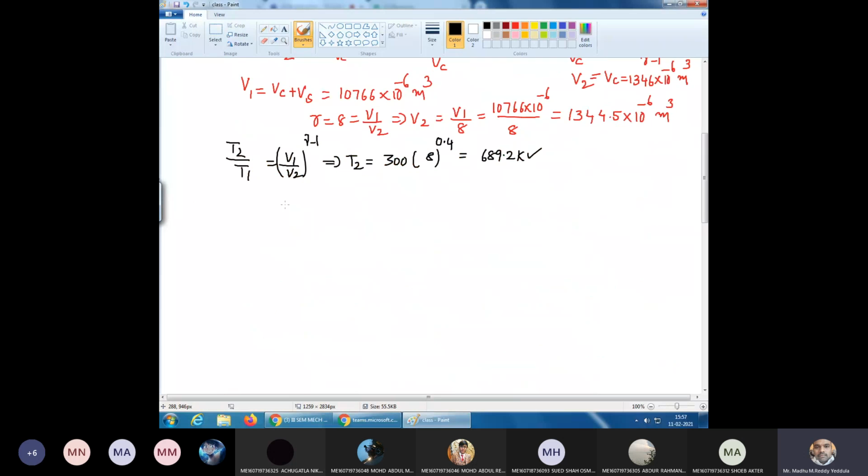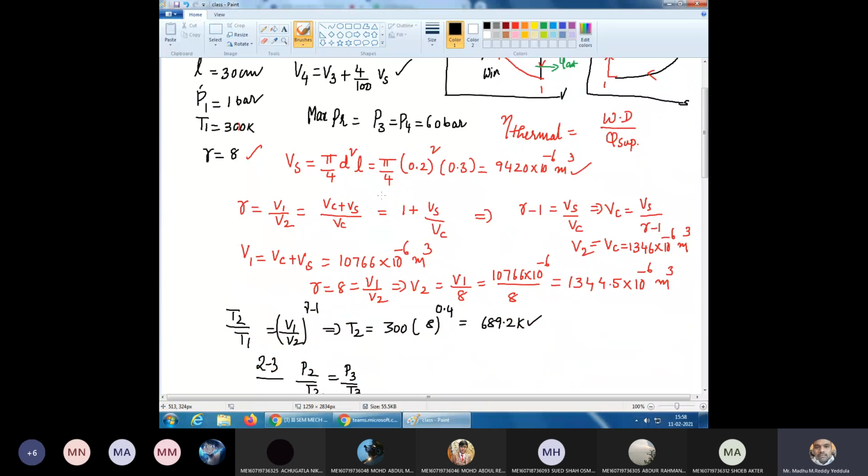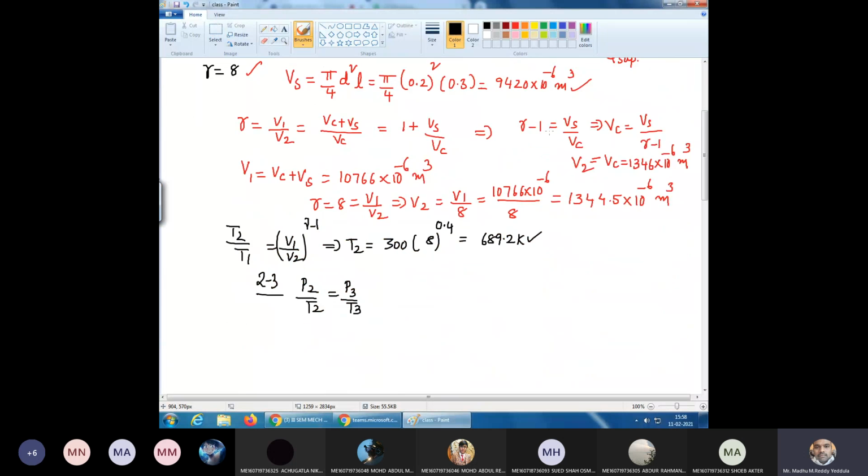If you see, for a constant volume process, I can write P2 by T2 is equals to P3 by T3. T2 value I know, and P2 I don't know, right? But P3 is known to me. How to get P2? P2 we can get because 1 to 2 process, if you see, it is isentropic compression.